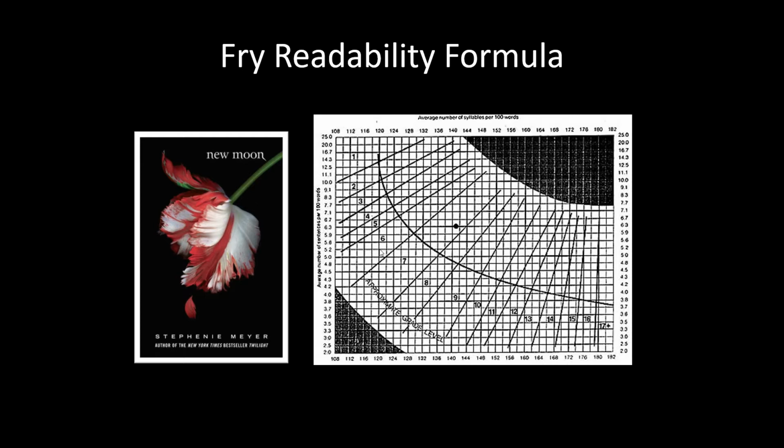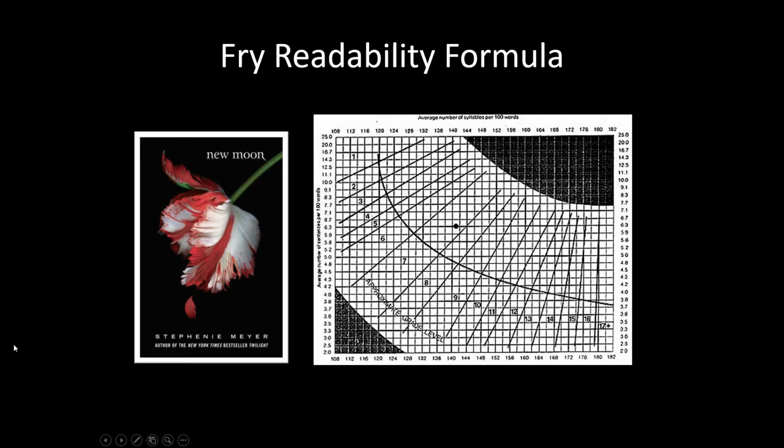And you would just be counting how many syllables are in this text. So I've already done that. I've taken a paragraph from New Moon and I counted the number of syllables in a 100-word piece of text. And I found that there were 123 syllables in the 100-word sample.